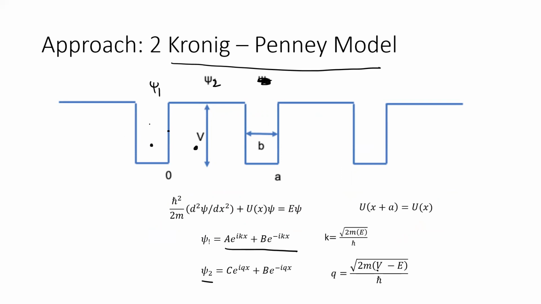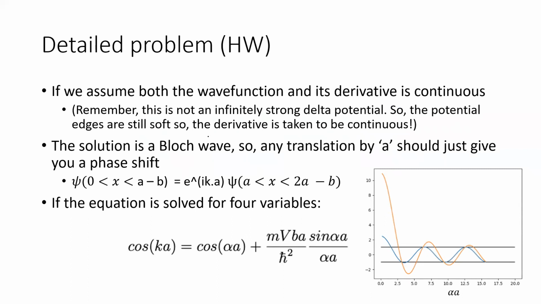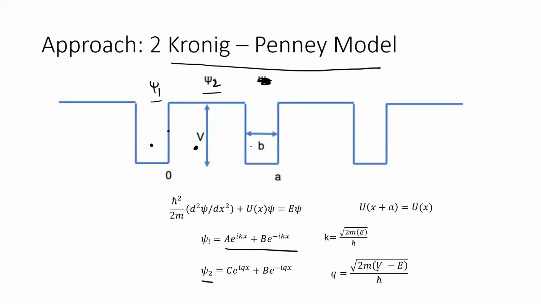This is an equation for the wave vector here, the big equation for wave vector 2. If you assume that both the wave function and its derivative are continuous, you get two equations. But then we have four unknowns here, A, B, C, D, right?